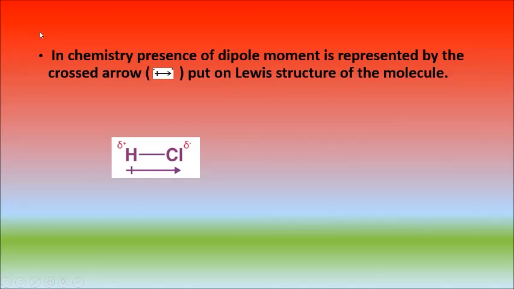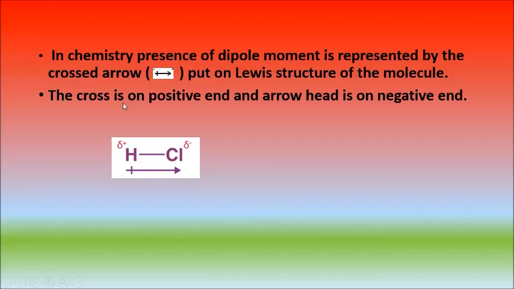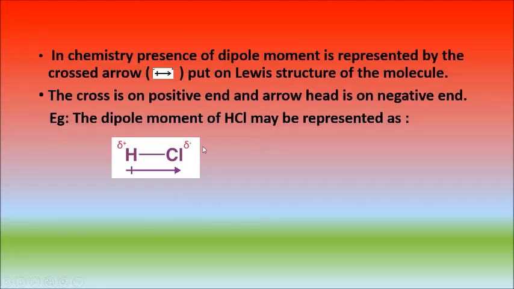In chemistry, the presence of a dipole moment is represented by a crossed arrow, which is put on the Lewis structure of the molecule. The cross is on the positive end and the arrowhead is on the negative end. We can see here the example of hydrogen chloride and how we can represent the dipole moment of this molecule. We first make the Lewis structure of hydrogen chloride: H with 1 electron and chlorine with 7 electrons, and 1 electron they will share, making a covalent bond. That means hydrogen has a partial positive charge and chlorine gets a partial negative charge.